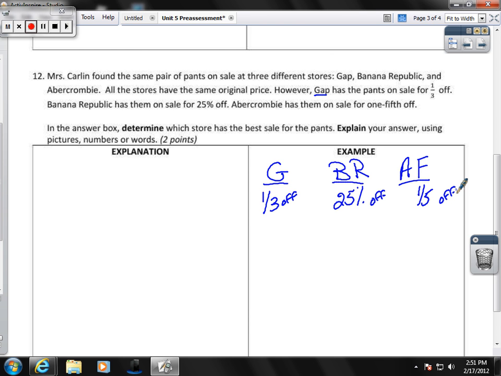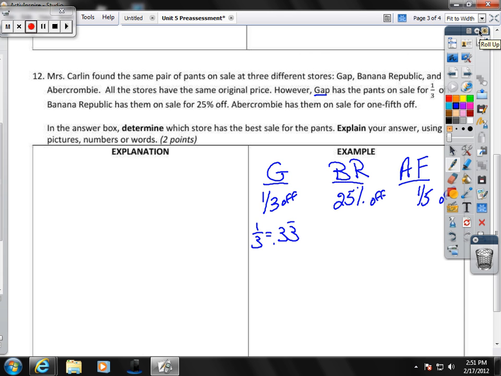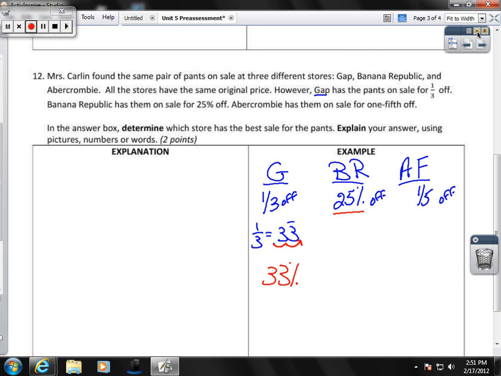Well, I know that 1/3 equals 0.33 with a line over it. And I know that when I convert from a decimal to a percent, all I have to do is move that decimal 2 places over. So Gap is really 33% off. Banana Republic, I know, is 25% off. Let's take a look at Abercrombie.